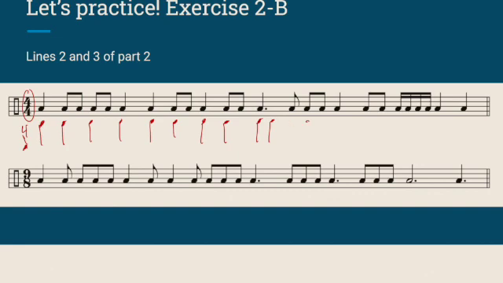So we know that that dotted figure is a dotted quarter note, so it's a quarter note plus half a beat. Quarter note, quarter note, quarter note, quarter note, quarter note. Cool. So I'll give you a minute to pause and fill in the ledger lines for this.